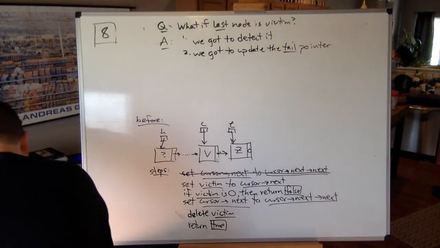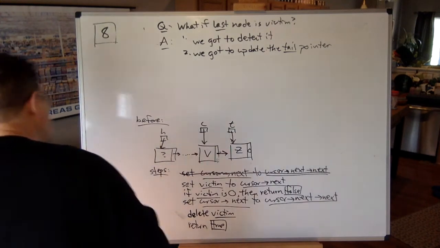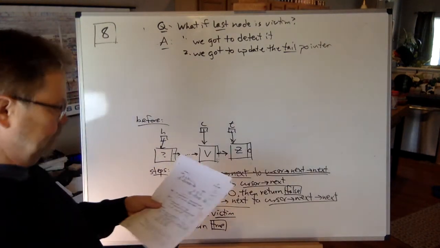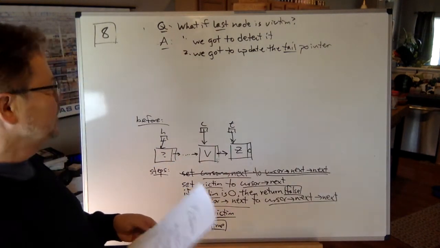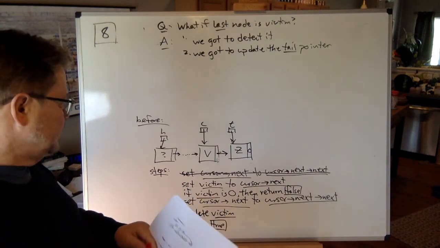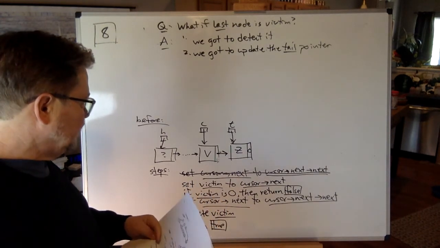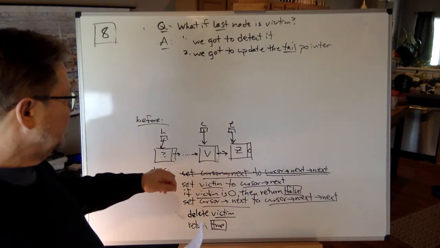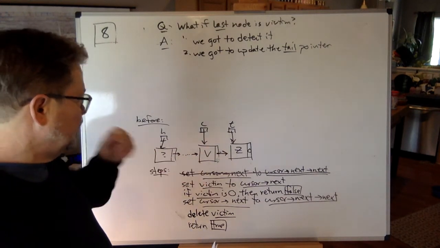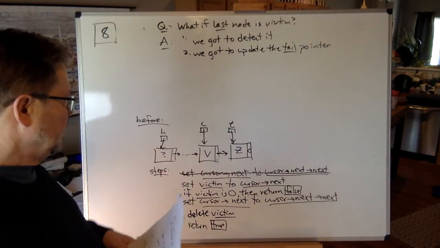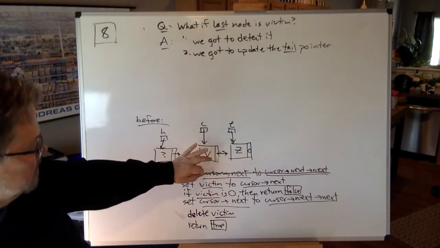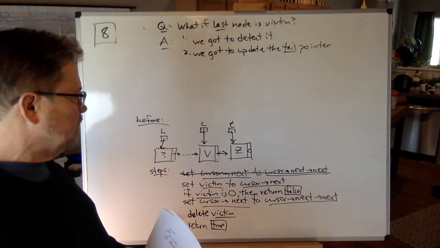I am bound and determined to find some other color than black so I can squeeze stuff in between here. If victim is 0, no. If victim is 0, we're gone. If this is our before picture, let's see. How can we detect that this is the situation that we've got and we've got to fix it?